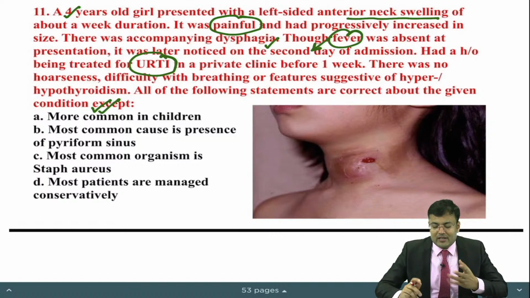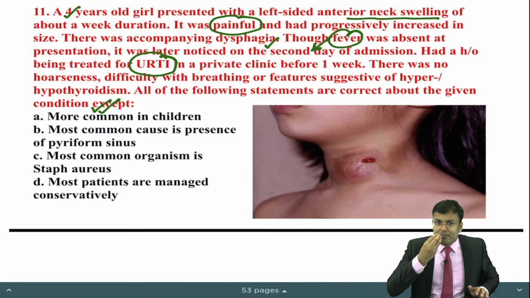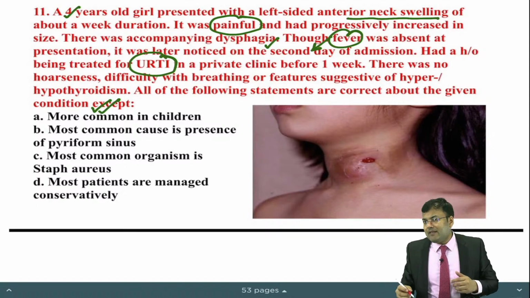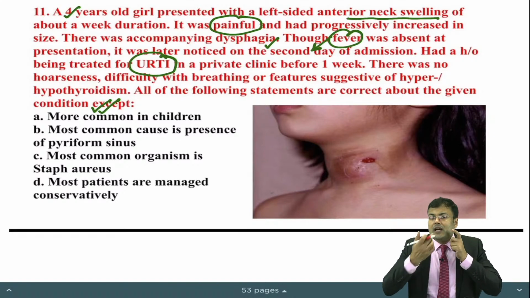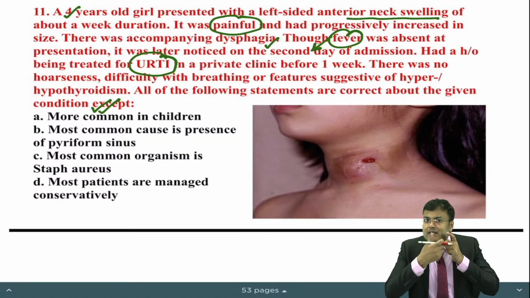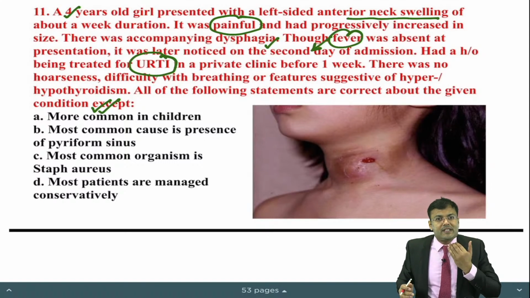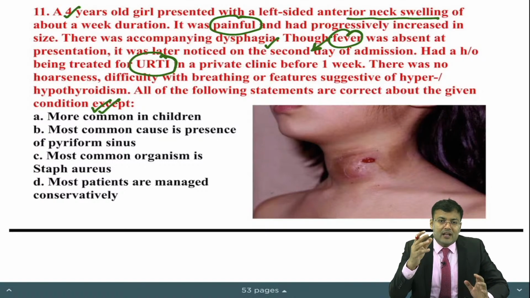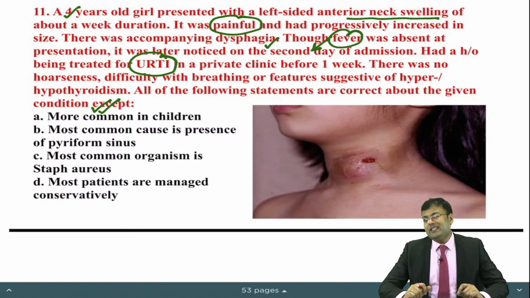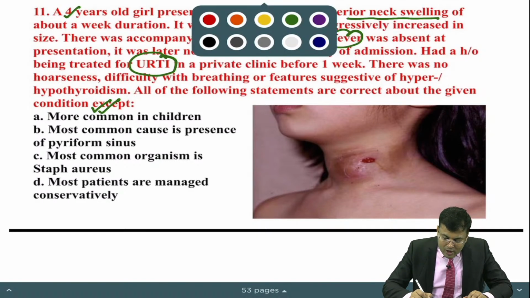There is pus collection. Let me tell you, whenever there is fever, there is upper respiratory tract infection. From upper respiratory tract infection, actually, these patients are having persistent pyriform sinus. And because of this persistent pyriform sinus, the bacteria reaches thyroid. Which bacteria? Staph aureus. If there is pus collection in relation to thyroid, obviously what we have to go for? Incision and drainage, and we have to give antibiotics. Clear? Why it is common in children? Because children are having this kind of congenital abnormality, that is persistent pyriform sinus. Okay. So, look the options first.